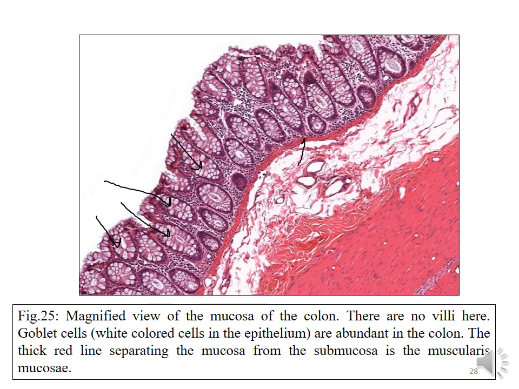Here we can see the muscularis mucosae very clearly. This is the submucosa, and here we have the muscularis externa.